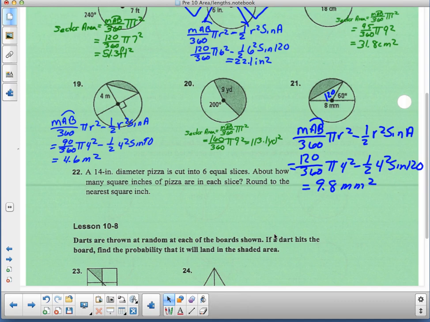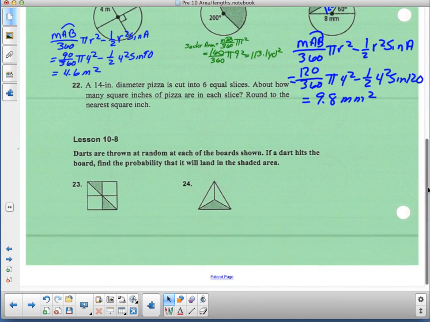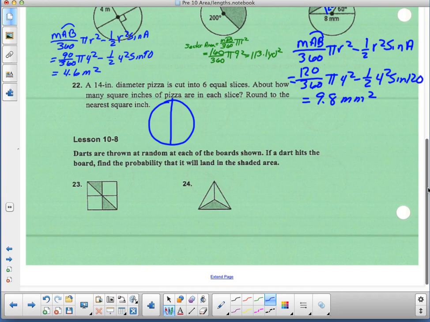Okay, now in 22, a 14-inch diameter pizza is cut into 6 equal slices. About how many square inches of pizza are in each slice? Now they're asking for each slice. I got a 14-inch diameter pizza cut into 6 equal slices. So we're doing that sort of thing. Let's assume all those slices are the same. Okay. How many square inches of pizza are in each slice?